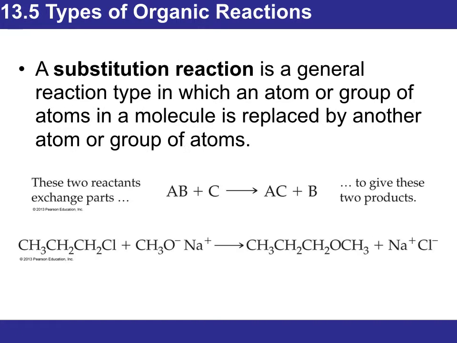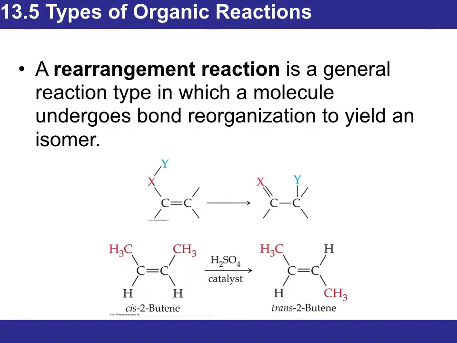Y by themselves. Substitution is when you have an atom or a group of atoms in a molecule that is replaced by another set of atoms. So just the general formula, AB plus C will be substituted to give you AC plus B, also 2 different products. And finally, a rearrangement reaction is when you have a molecule that undergoes a reorganization of its bonds to just give you an isomer. You need a catalyst, such as sulfuric acid.